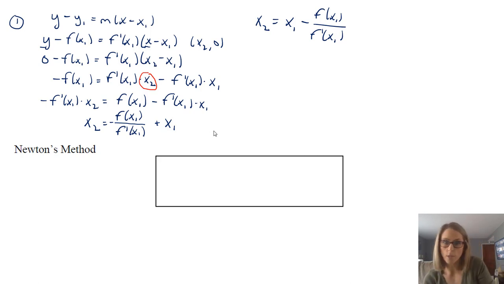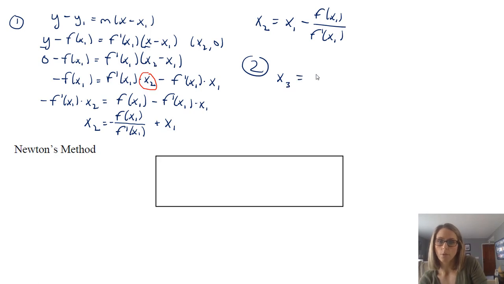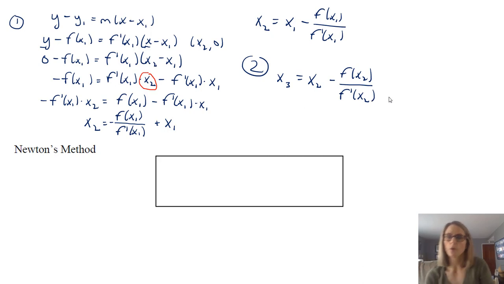And then you could continue to do this. As an example, you probably won't be too surprised to find that x sub 3 is equal to x sub 2 minus f of x sub 2 over f prime of x sub 2. So you have to do each iteration separately. Eventually you're going to get these values of x sub 4, x sub 5, x sub 6 closer and closer to the actual root of the function.